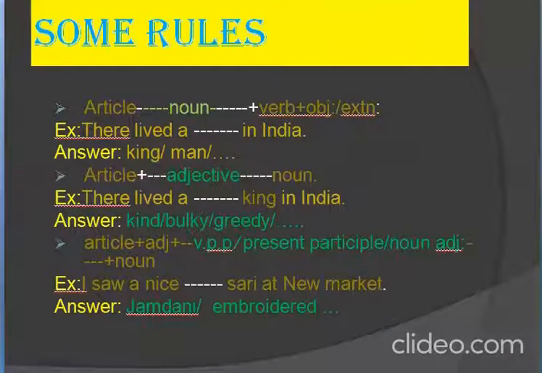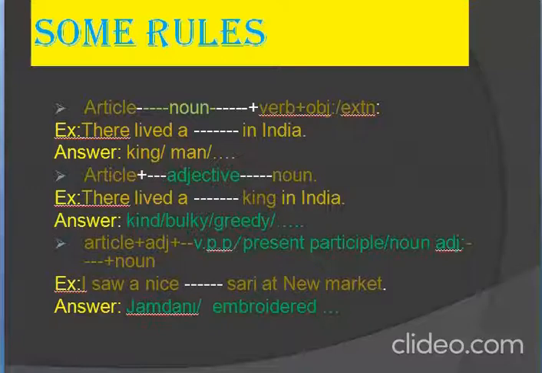Next, look at the slide. Here, article. That means a gap comes after article. Then use noun to complete your gap. There lived a blank in India. There lived a king in India. There lived a man in India. There lived a saint in India. Or any other thing, but it must be noun.